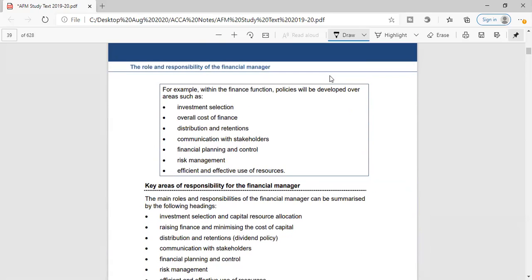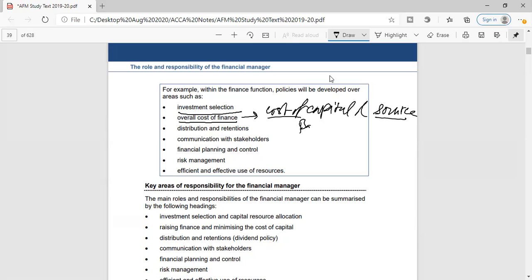So here are the examples of the finance function and decisions: investment selections, overall cost of finance, so cost of capital and source of capital. Not all sources of finance are the same, right? We know that. So the finance manager has to decide which one is the best, or the lowest cost of finance, or lowest expenses for the financial resource.